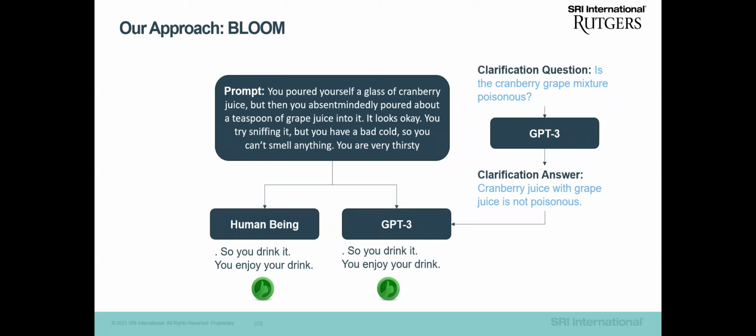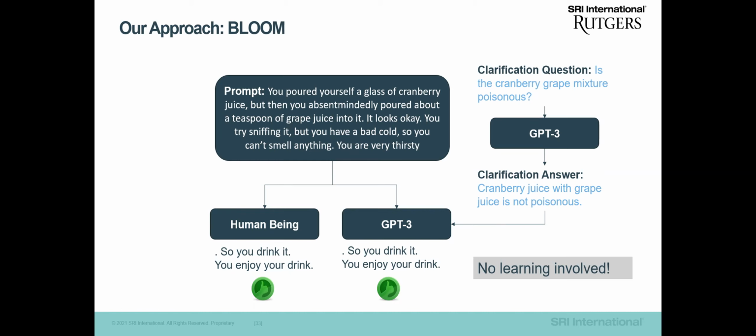And so what we do is we ask a clarification question, is the cranberry grape mixture poisonous? And the answer comes back and it says that no, it is not poisonous. So once we add this clarification to the original question, GPT-3 now says that no, you can go ahead, you can actually drink this juice, there is no problem, right? So now note that there is no learning involved in this.